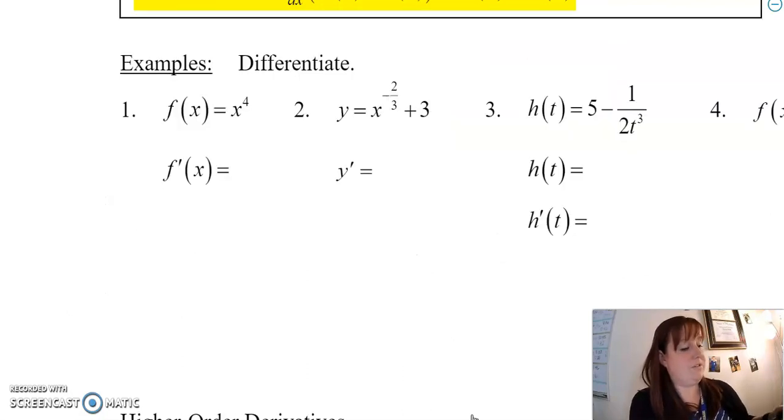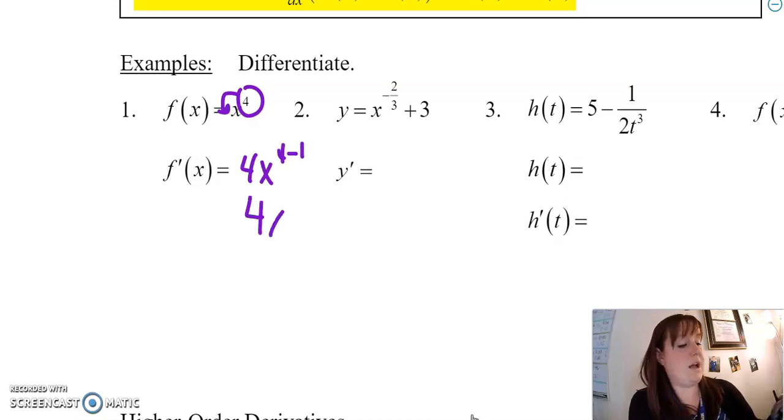Okay, we're going to differentiate this one. We're going to take the derivative of x to the 4th. So this is the power rule. So I bring this 4 down in front. So it's 4x, and then I take 1 away, so it's 4 minus 1, which is 4x to the third.